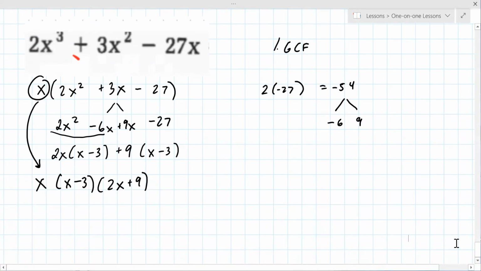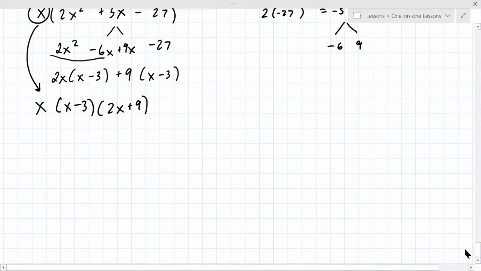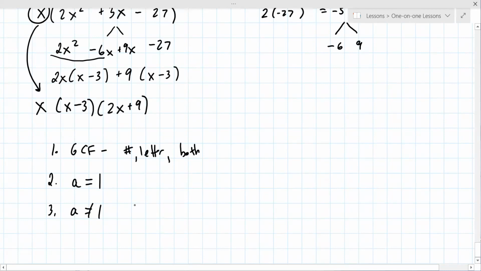Great. Okay, so we're going to talk about one more thing, but before we do, I want to remind you that GCF is the most important type of factor. It could be a number, could be a letter, could be both. Most of the factoring we did today fell into two types: a equals 1, a not equals 1. And these are the ones you do by grouping. You definitely want to practice a few more of those.